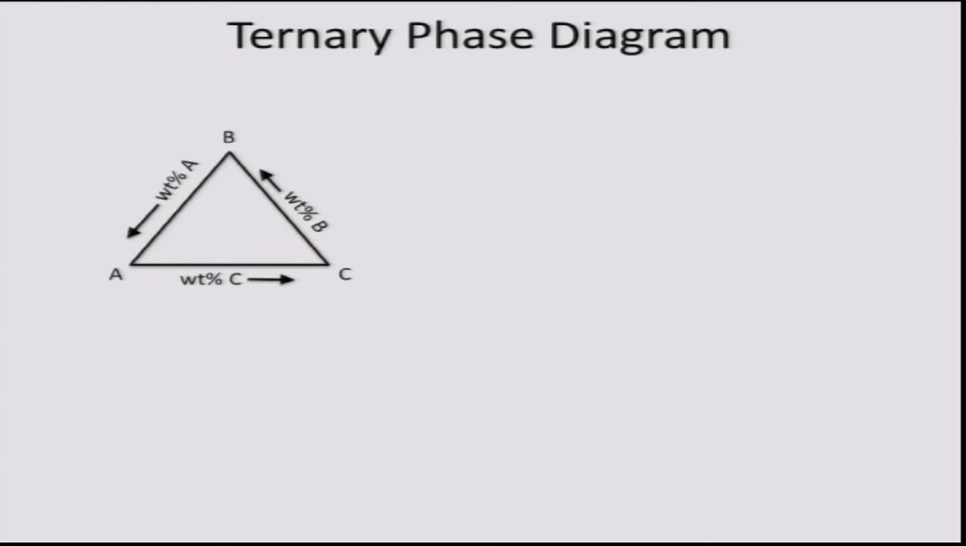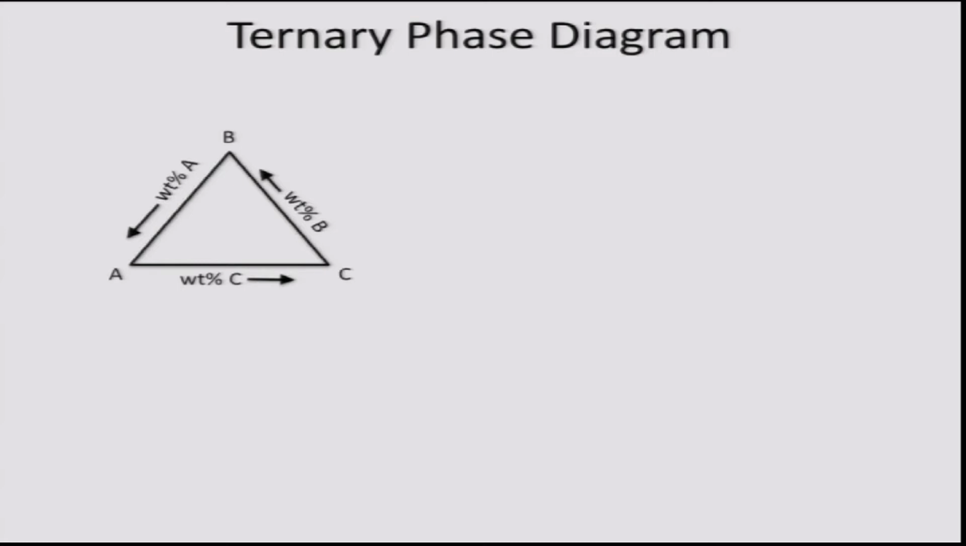We will see how the compositions can be read on this ternary triangle, but before that I would like to explain how the ternary phase diagram is constructed. In this triangle each of the edges represents a binary system. Let us simply consider simple eutectics.